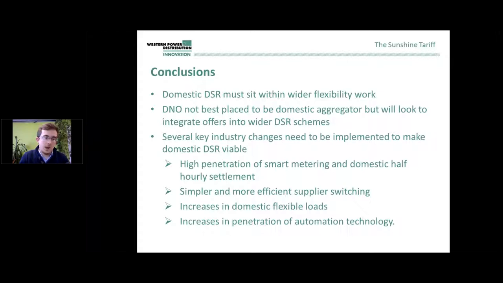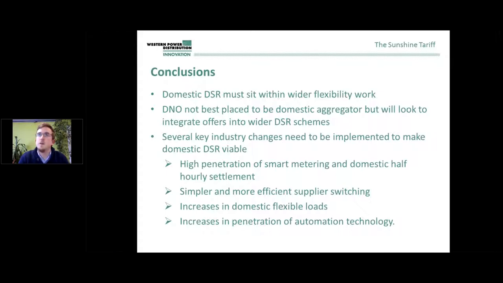Within each of those people who require flexibility, as a network operator, we have a requirement to do things in the most efficient and economic way possible. And that means creating markets for different flexibility to play, but then actually taking the most efficient and effective methods. I think another thing that we've learned, and this again comes back to one of the questions that Tim got asked, is that the DNO probably isn't the best place to become a domestic aggregator. But we do see ourselves as having a role in developing these wider demand-side response schemes and then allowing a level playing field for domestic aggregators to participate.